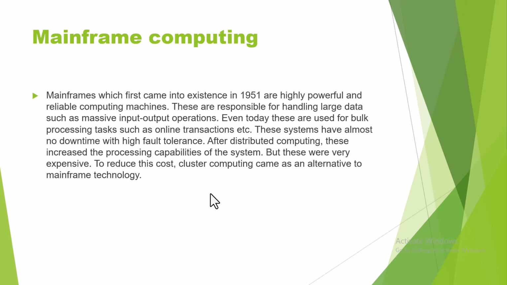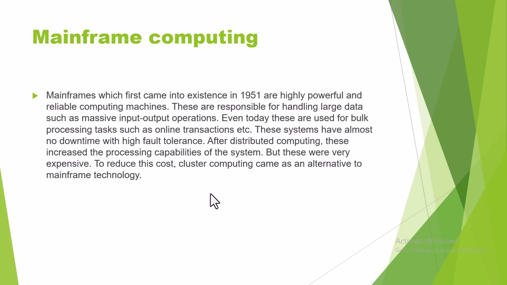Then mainframe computing. Mainframes, which first came into existence in 1951, are highly powerful and reliable computing machines. They are responsible for handling large data such as massive input-output operations. Even today, these are used for bulk processing tasks such as online transactions. These systems have almost no downtime with high fault tolerance. After distributed computing, this increased processing capability, but these are very expensive.